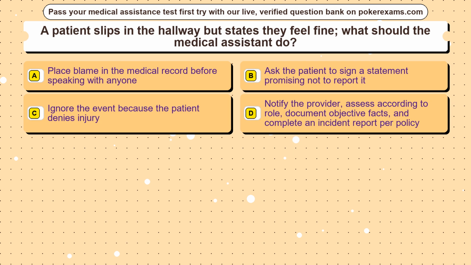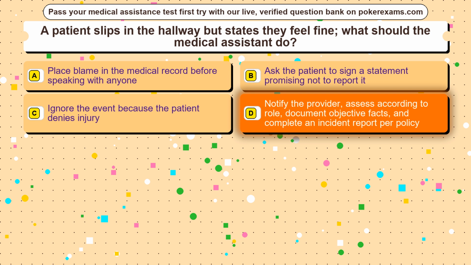Question 64. A patient slips in the hallway but states they feel fine. What should the medical assistant do? Option A, place blame in the medical record before speaking with anyone. Option B, ask the patient to sign a statement promising not to report it. Option C, ignore the event because the patient denies injury. Option D, notify the provider, assess according to role, document objective facts, and complete an incident report per policy.